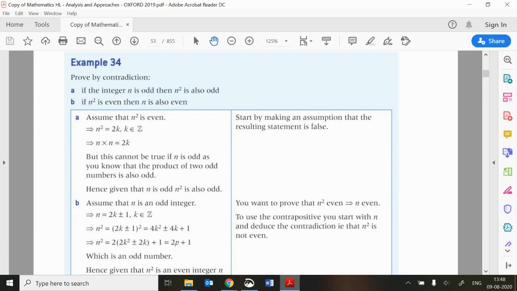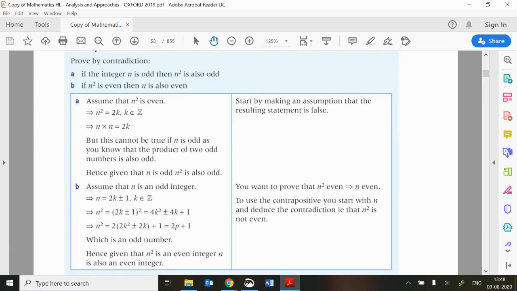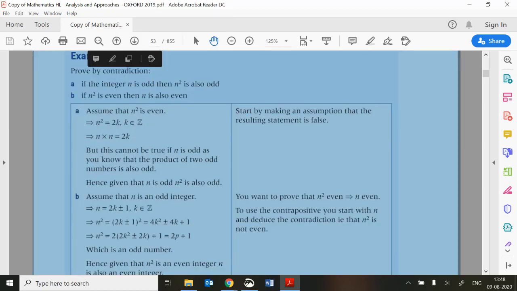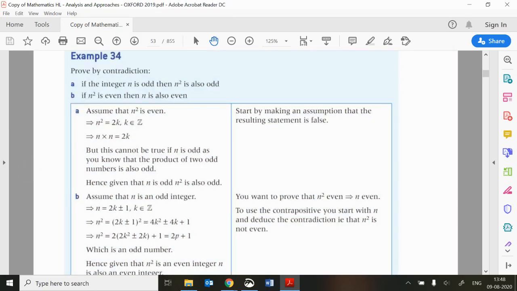And that's what the book says. So it says, but this cannot be true. Let's have a little look at this a bit after 2k. It says, but this cannot be true if n is odd, as you know that the product of two odd numbers is also odd. In other words, n must be even.